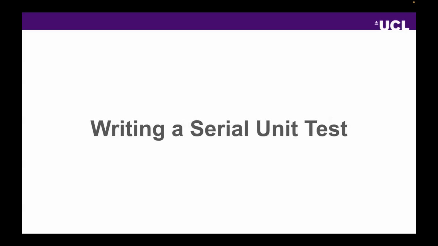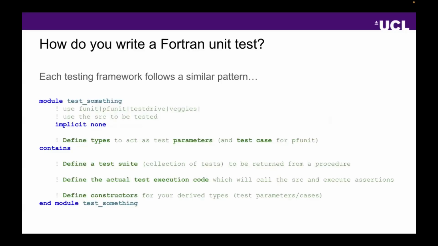Okay, so on to the next section, writing a serial unit test. Something I want to point out is that with whichever framework we choose, we have a shared pattern that we can follow when writing a test, and this applies to any of them. First, we import one of the libraries we want to use. There's FUnit and PFUnit here, because there's a serial and a parallel library for PFUnit. Then we have a module with a descriptive name, where something would be replaced by the name of your subroutine or function.